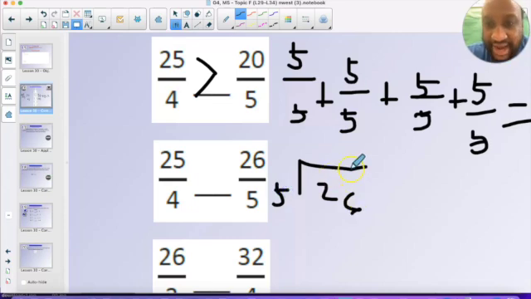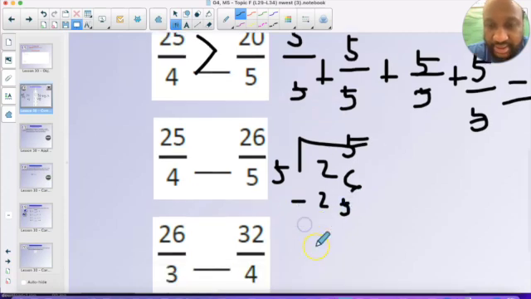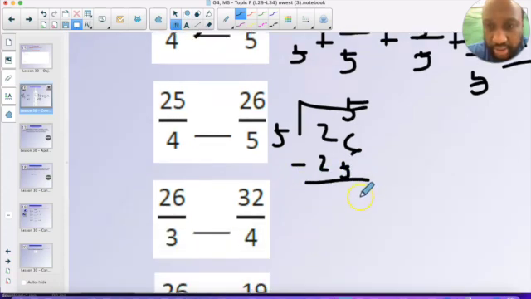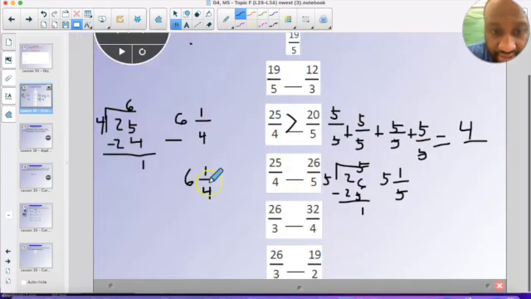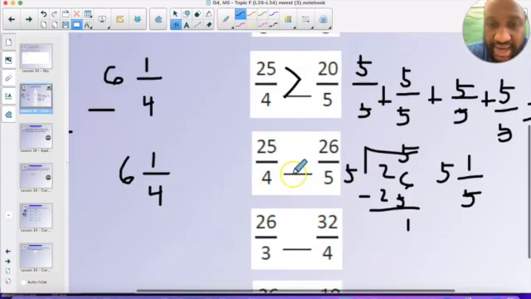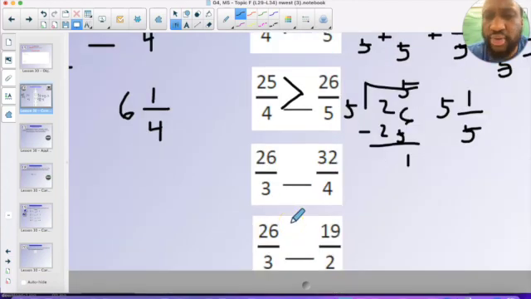So 5 goes into 26 5 times. Then 5 times 5 is 25. I subtract, and that equals 1. So that is equal to 5 wholes. I have 1 piece left over, so that's 5 1/5. So I'm looking at my mixed numbers. 6 is greater than 5, so my answer would be 6 1/4 is greater than 5 1/5, or 26/5 is less than 25/4.